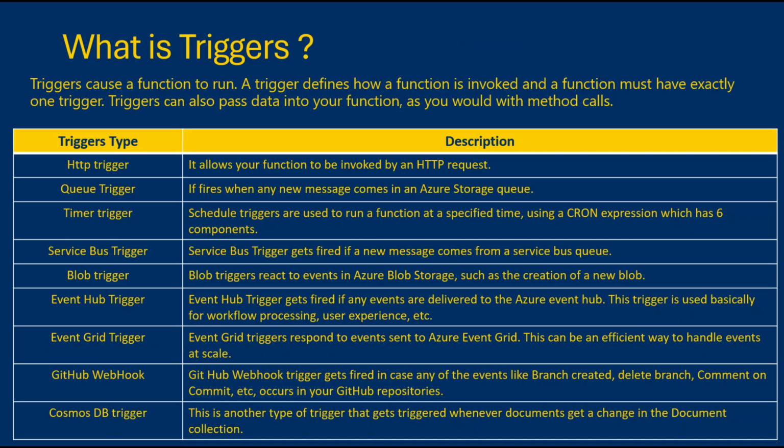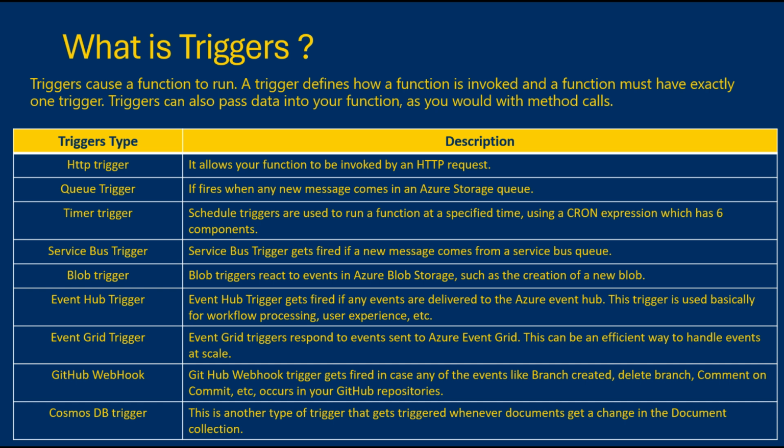As the name suggests, it is used to invoke functions. A trigger defines how a function is invoked. Every function has only one trigger. We can't create multiple triggers for a single function. A trigger also passes data to our function to initiate things.